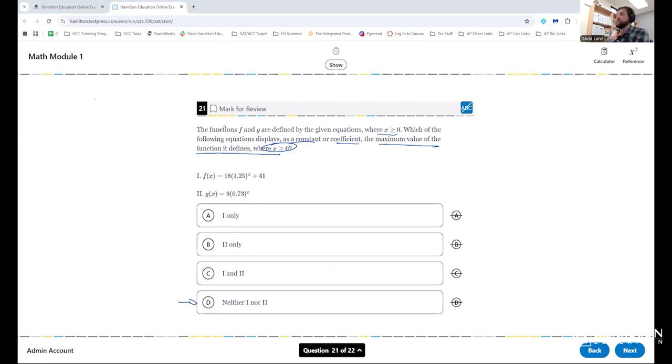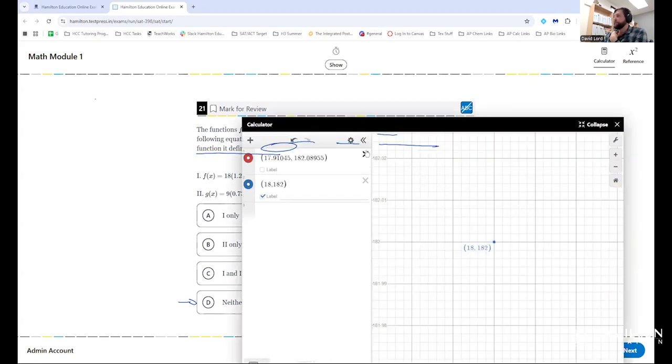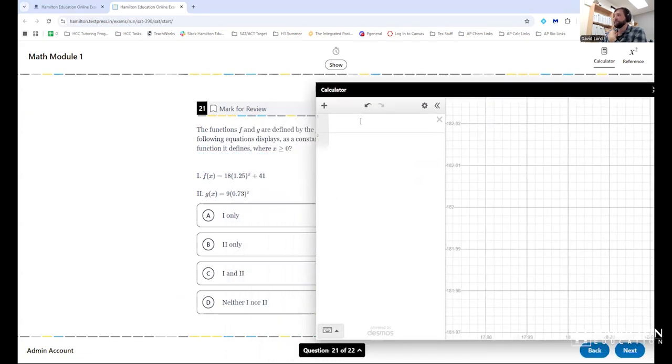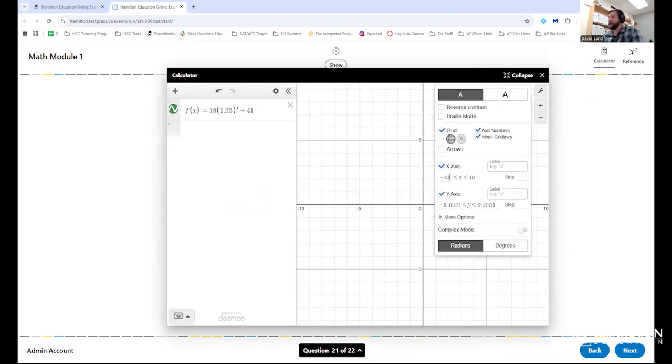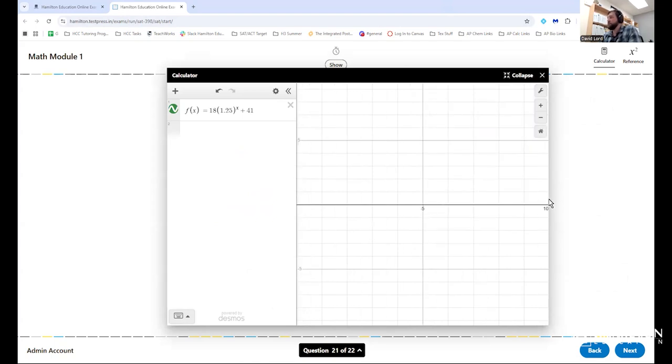So in this case, we're going to go to Desmos and graph them to help see it. If you have a graph that's already there, you can delete it. Well, let's do the first one. f of x is equal to 18 parentheses 1.25 parentheses, exponent by pressing the caret button, and then plus 41. And then we are looking for x is greater than 0. So I'm going to go to home screen, and then I'm going to set the wrench to x is greater than 0. All right, perfect.